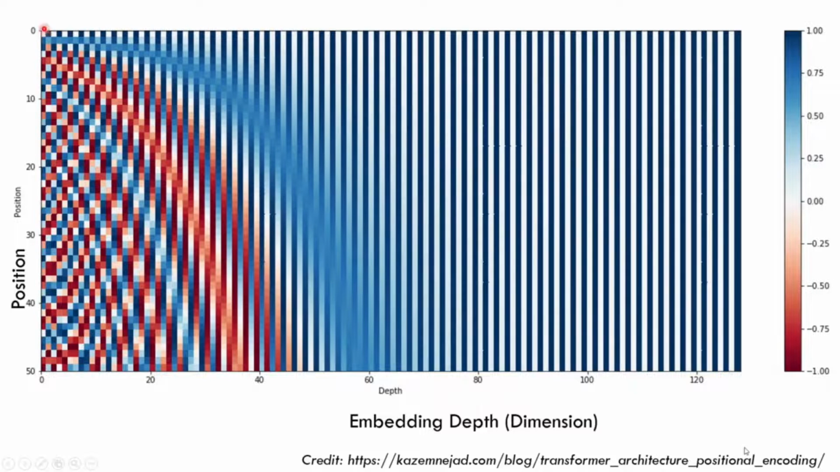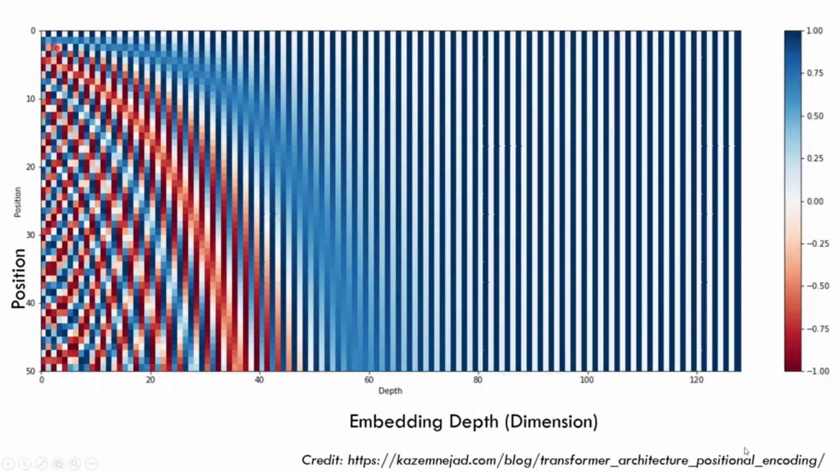Sine 0 is 0, so we have white color, and cos 0 is 1, so we have dark blue color. We can see it alternates between 0 and 1 because the position that we are trying to encode is 0. So it's all between sine 0 and cos 0. That's why we have 0 and 1. Similarly, as we increase the position, we see more variations in colors.